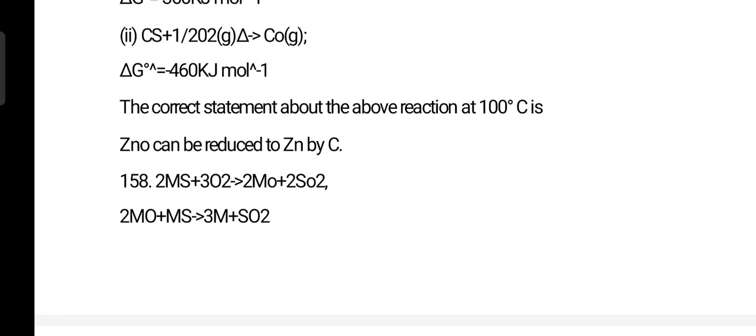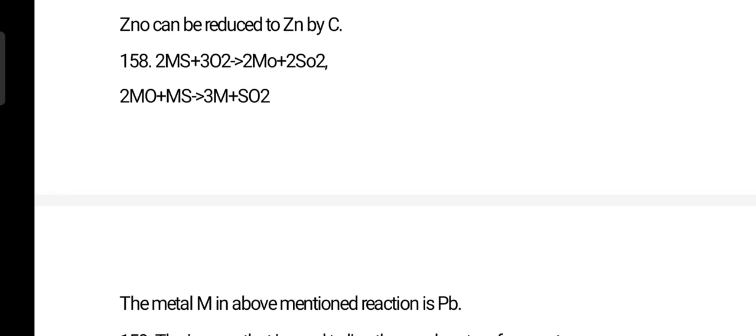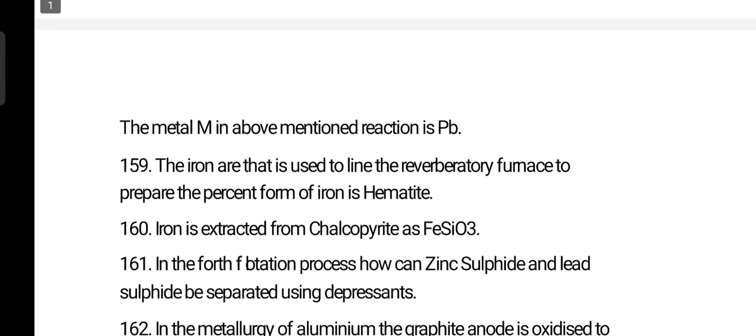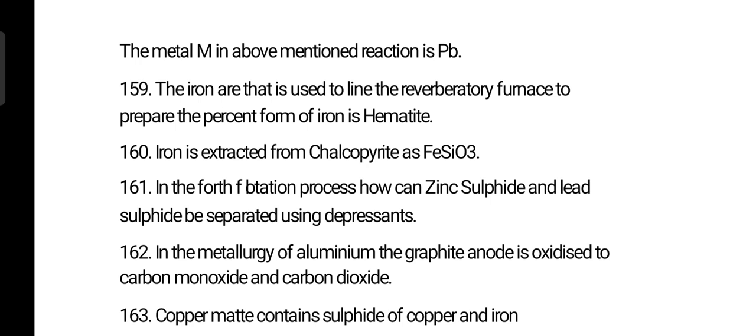2MS plus 3O2 gives 2MO plus 2SO2. 2MO plus MS gives 3M plus SO2. The metal M in the above mentioned reaction is Pb.